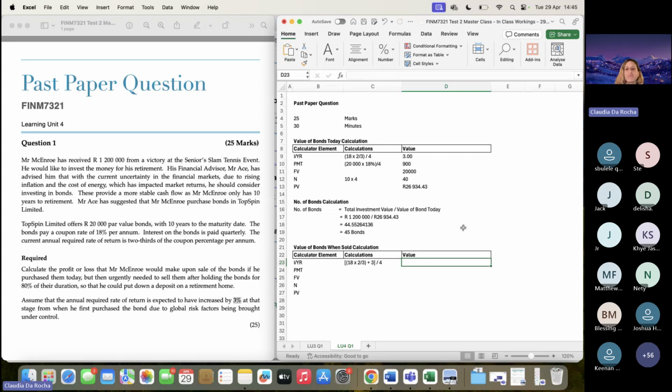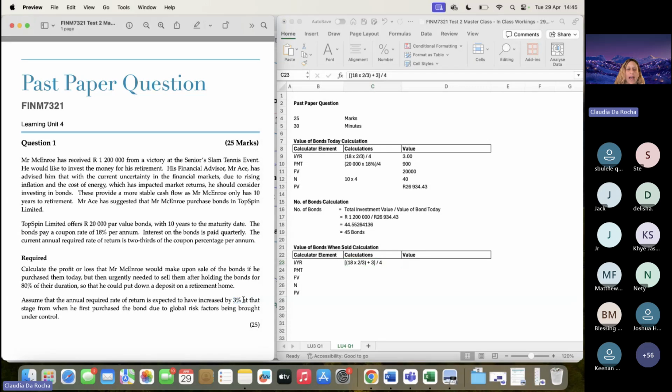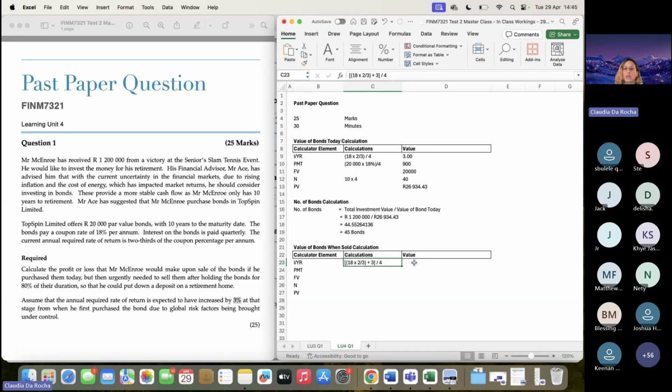So I'm going to say again, it's the same interest rate as we had before. The only difference now is we are adding the 3% because there's been a change in the global risk factors, but we're dividing the full amount by 4. So if I calculate that, I get 3.75. That's now my interest. My payment amount is going to be the same. Nothing changes. It's still the 20,000 at 18% divided by 4. That hasn't changed.